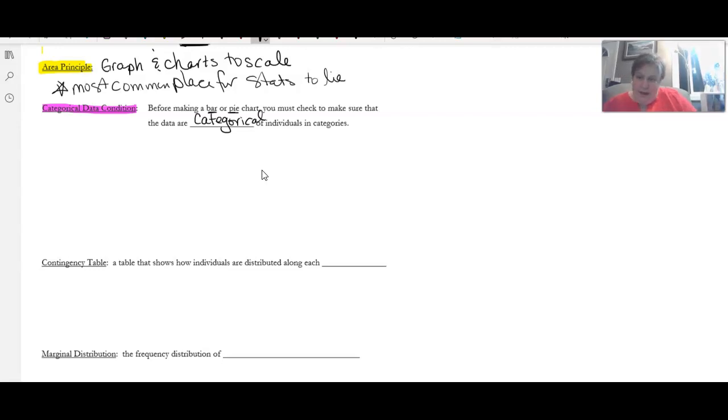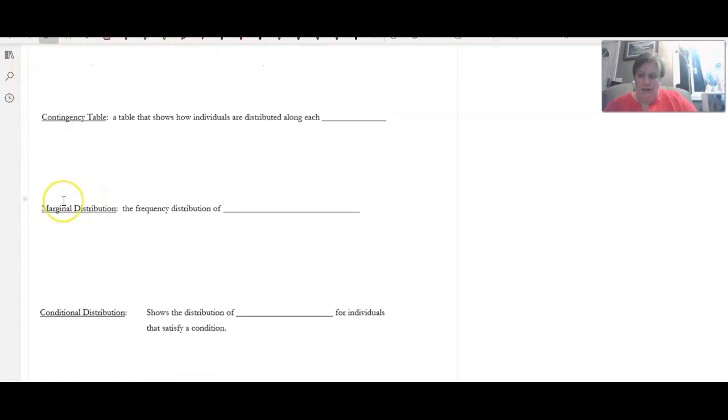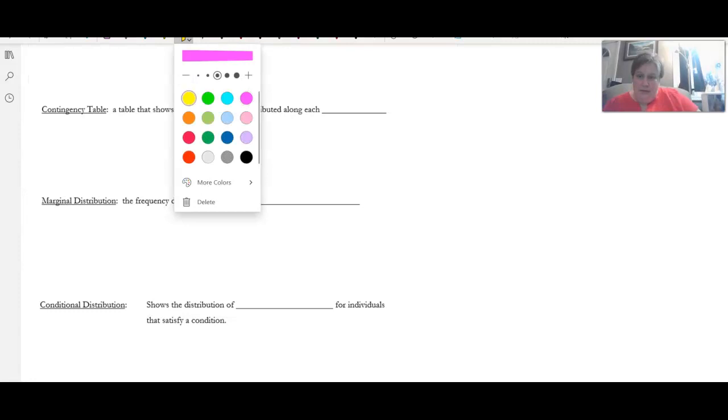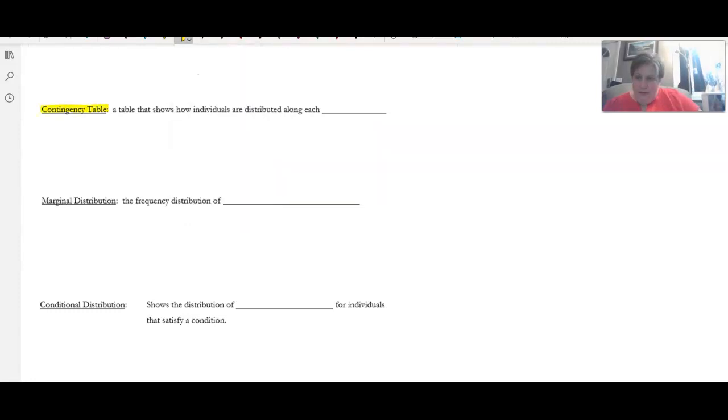And when you have categorical, it can either be counts or percents. And remember, percents is that word relative. When you see something that says relative, that is percents. Okay, a lot of the time we're going to be spending this chapter on contingency tables. And a contingency table is a table, let's highlight that, that shows how individuals are distributed along each variable. So instead of having one variable, there's 2.